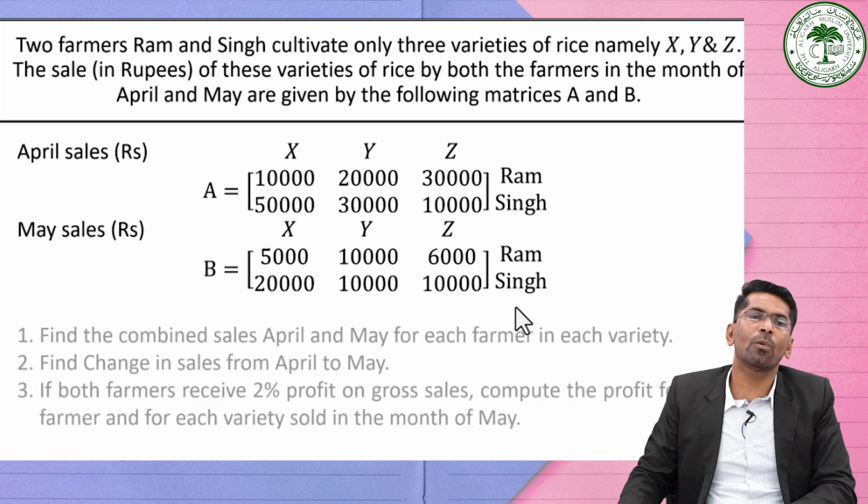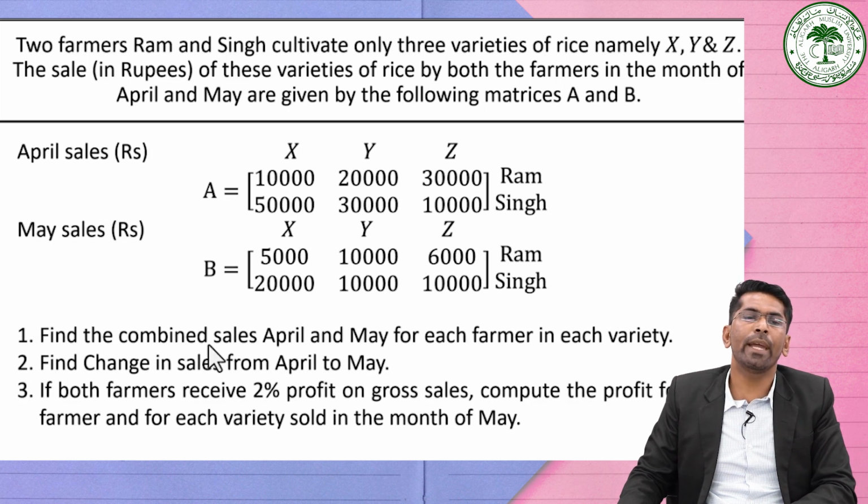Our questions are: first, we want to find out the combined sales of April and May for each farmer in each variety of rice. Second, we want to find out the changes in the sales from April to May. Then we also want to find the profit share if they receive 2% as a profit on the gross sales, and compute the profit for each farmer and each variety sold in the month of May.